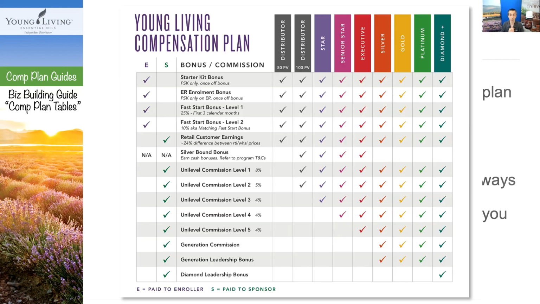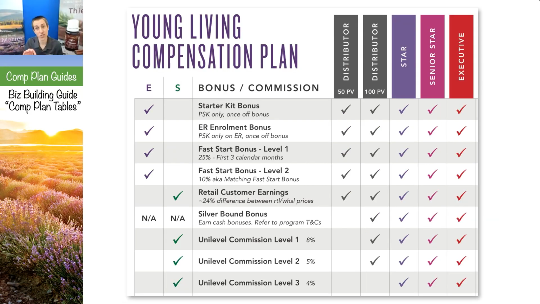Okay, so remember, print this out. So let's have a look at the first particular table. It's got the heading Young Living Compensation Plan. So let's have a look at this in a bit more detail so that I can explain some of the components in this particular table to you. So the first thing I want to draw your attention to is that in the top headings here, where it's grey, it says distributor. And that's been broken up into 50 PV distributor, and next to it, 100 PV distributor. And the reason for that is because this is such a common question I get.